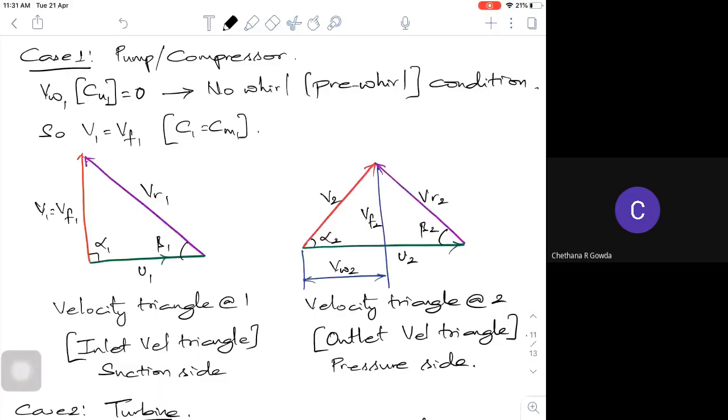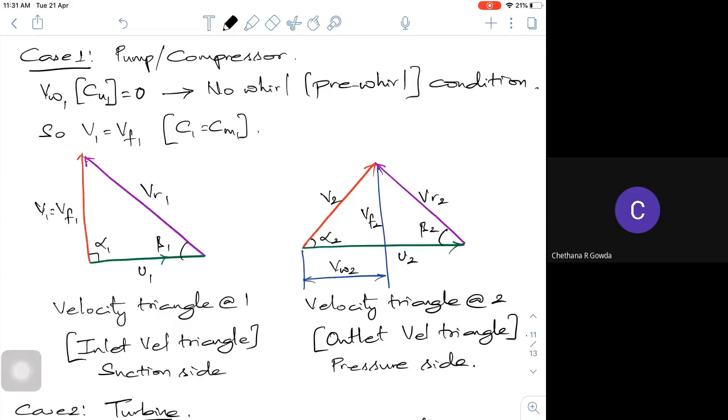Fine. Now, what will be the outlet velocity triangle? The outlet velocity triangle will look something like what I have shown on the right hand side. So the left hand side is my inlet velocity triangle, the right hand side is my outlet velocity triangle.